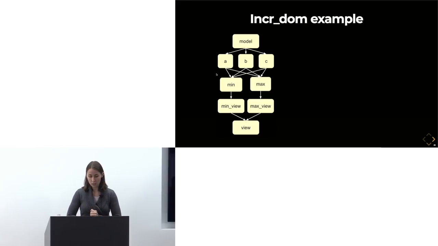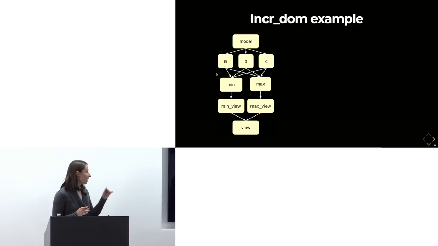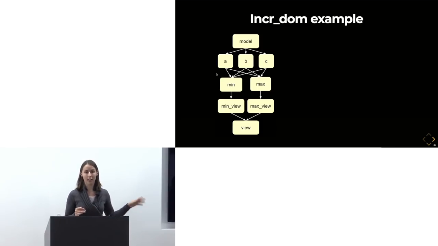So one thing to note here is that because everything is projected out of our input node, which is our model, if we didn't have cutoffs, then that would mean everything would get recomputed every single time our model changed, because everything is a descendant of our model. And this is generally true for all IncreDOM apps. In your view function, all of the nodes are descendants of your model. So this is where cutoffs become really important.